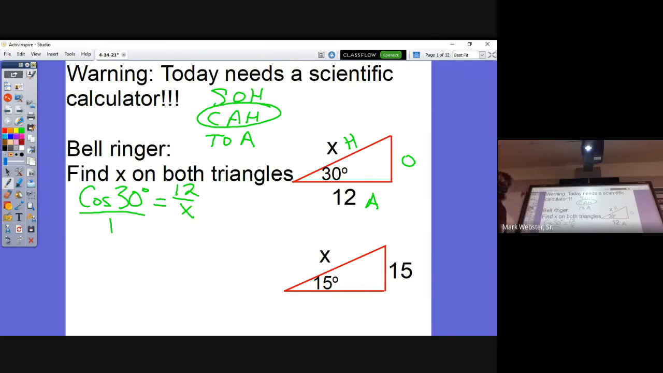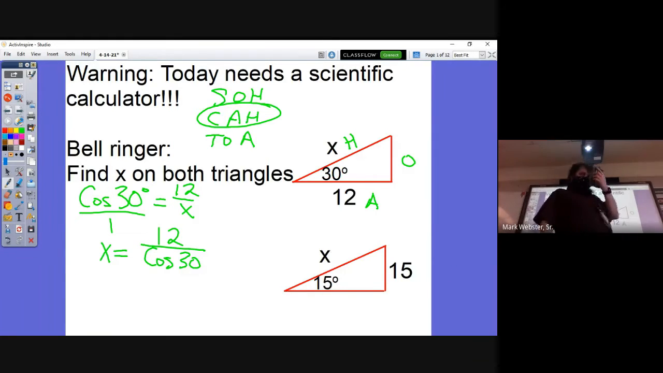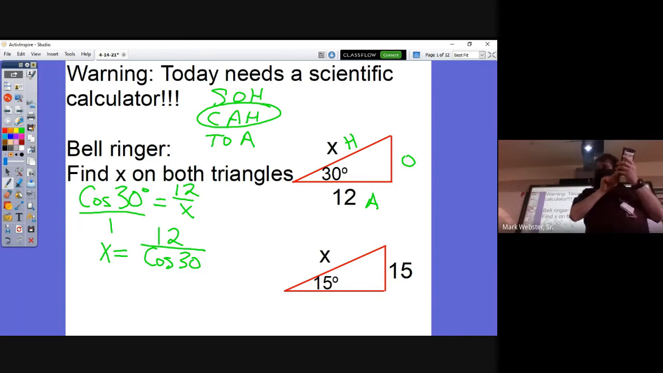Cross multiply and divide. When you do, you're going to end up with 12 over the cosine of 30. And that's what you're going to plug into your calculator. Double check the screen, make sure in the lower right-hand corner it says DEG. Otherwise, you will not get the correct answer. So here I'm doing 12 divided by cosine of 30.